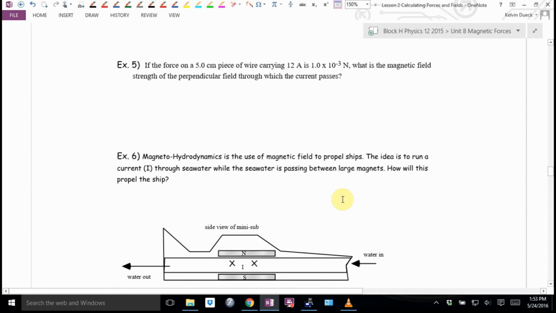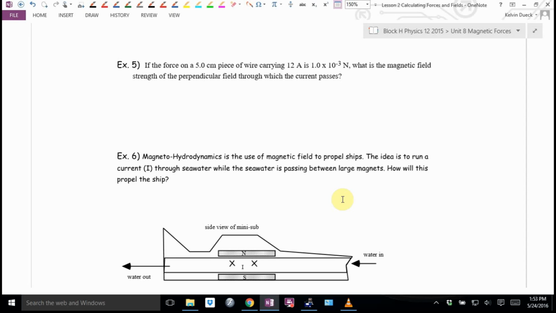Example 5. If the force on a 5 centimeter piece of wire carrying 12 amps is 1 times 10 to the negative 3 newtons, what's the magnetic field strength of the perpendicular field through which the current passes? What's this question asking me to find? Magnetic field strength. Which variable is that?